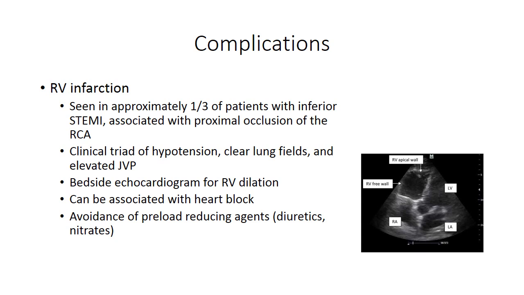If hemodynamics worsen in a patient who has suspected RV involvement, maintenance of RV preload is the key, and avoidance of those drugs that can reduce preload, such as nitrates and diuretics. The RV can be seen in this apical 5-chamber view on your screen, on the right side of your screen, and is nearly the size of the LV.